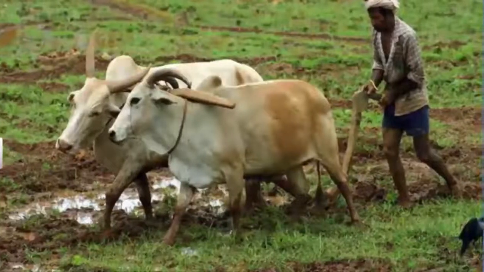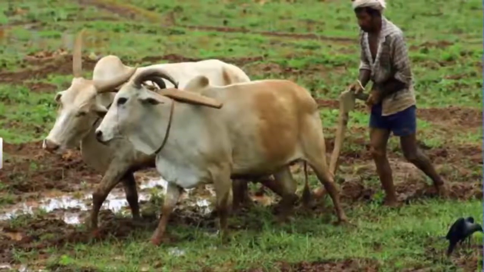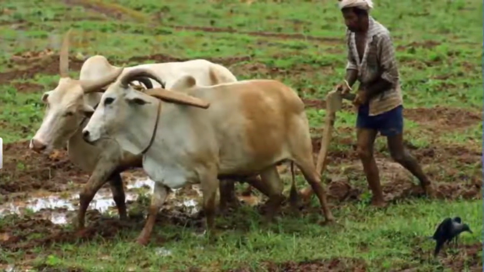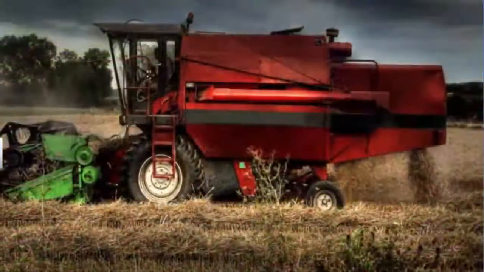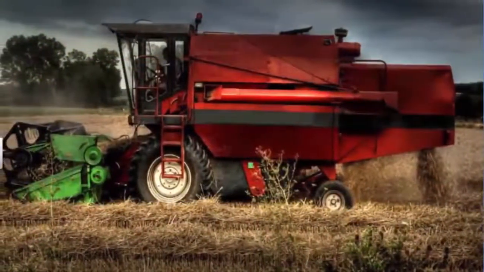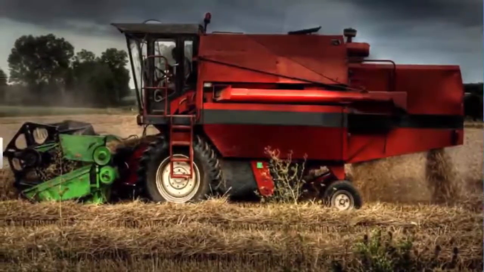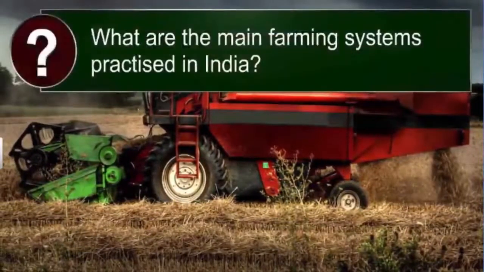With the introduction of machines, chemical fertilizers, and research for better farming techniques, cultivation methods in India have changed a lot over the years. Let us explore the main farming systems practiced in India.